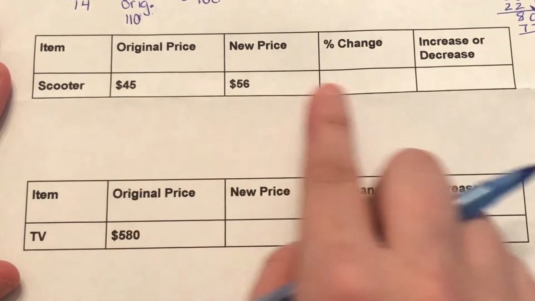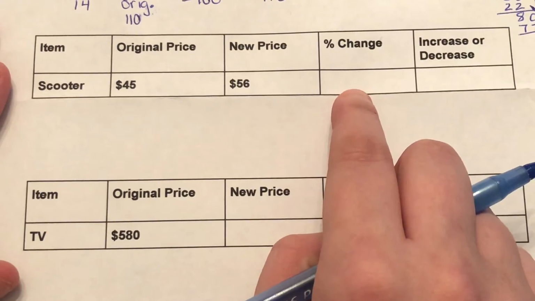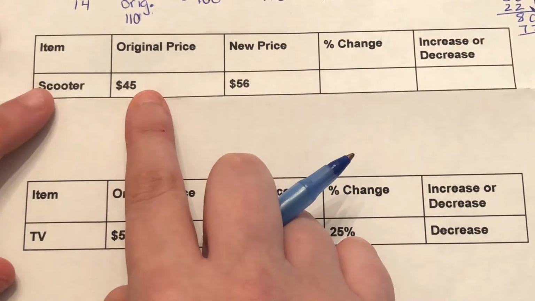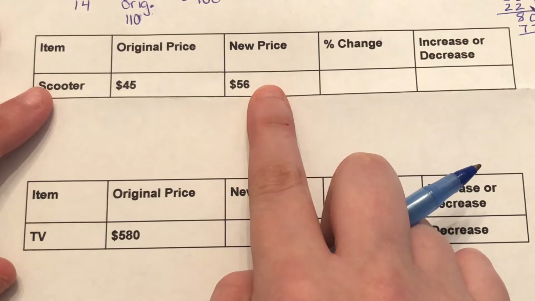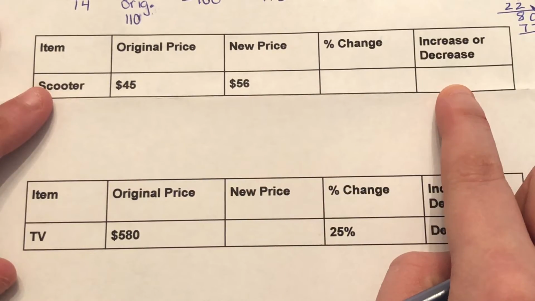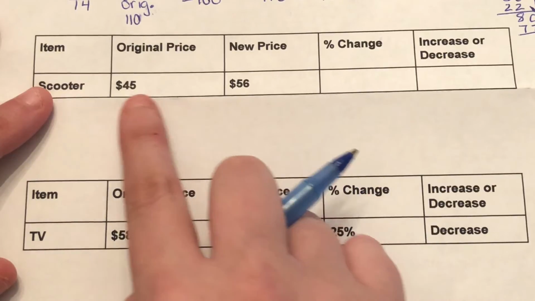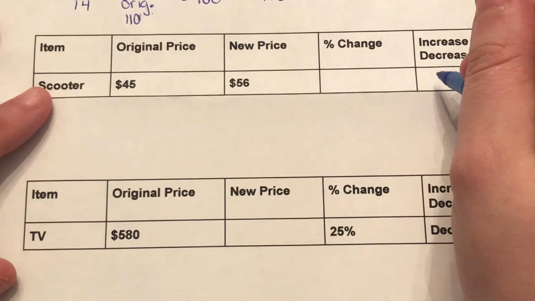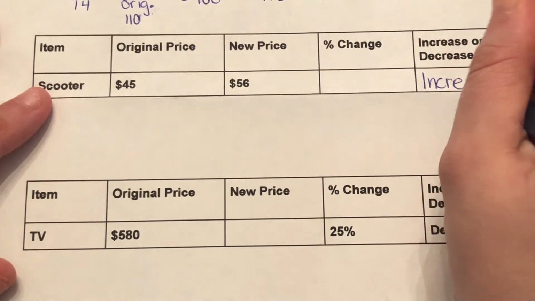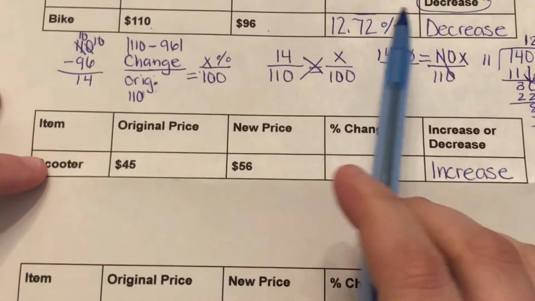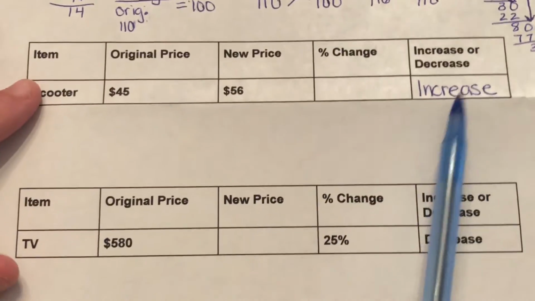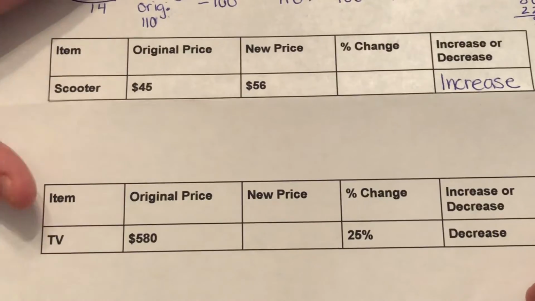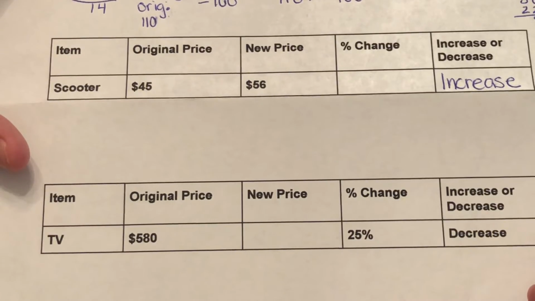Let's try the second one, a scooter. I'm looking for the percent of change. I have my original price, which is $45. Now my new price is $56, and I want to know, is it an increase or decrease in price? It goes from 45 to 56, so it's an increase. My last one was a decrease. This one's an increase because it's increasing in price. And we're going to do the same thing.